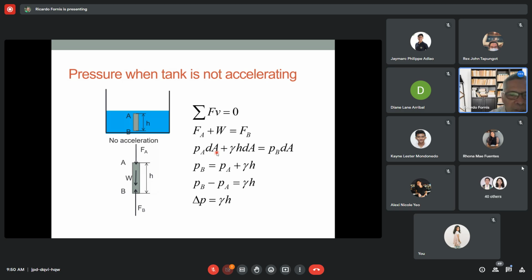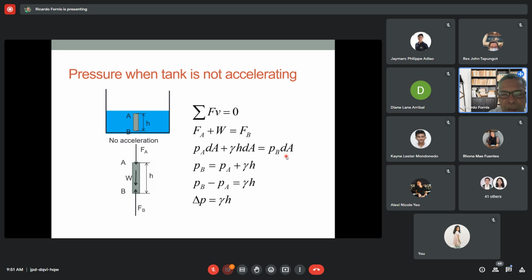which is the cross-sectional area of the prism. The weight of the prism is calculated as gamma times volume, and the volume is height times cross-sectional area. This is the weight of the prism. It will be balanced by the force going up. Balanced because the three forces are in the state of equilibrium if the tank is not accelerating.